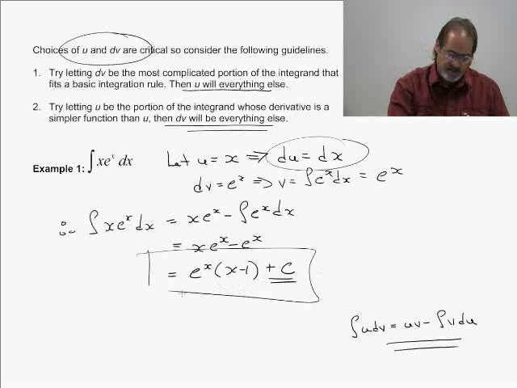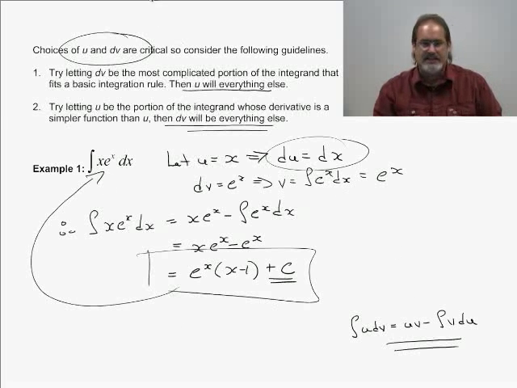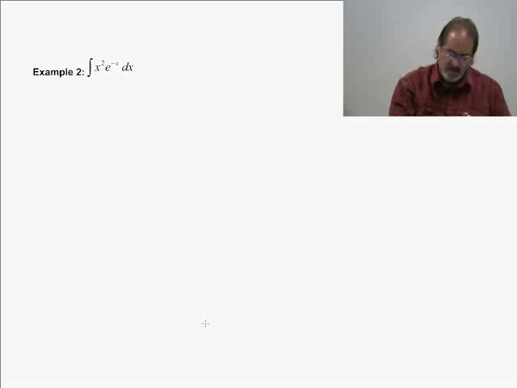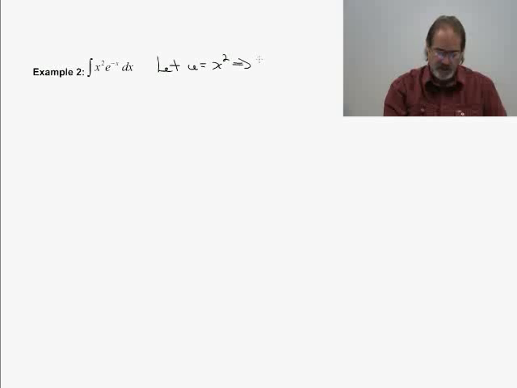All right, let's take a look at another example. How about x squared times e to the negative x dx? Well, I'm going to start off with basically the same idea. I'm going to let u equal x squared. That means that du equals 2x dx. Everything else is then e to the negative x.